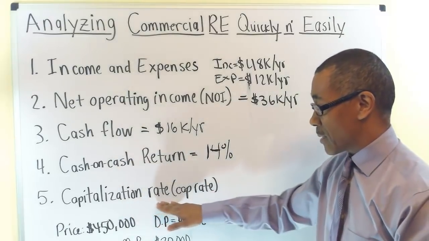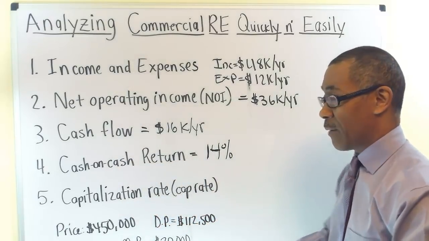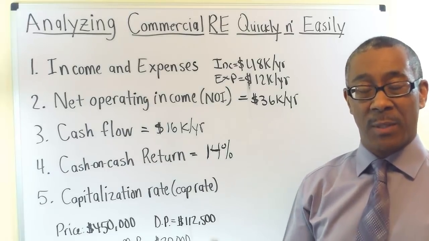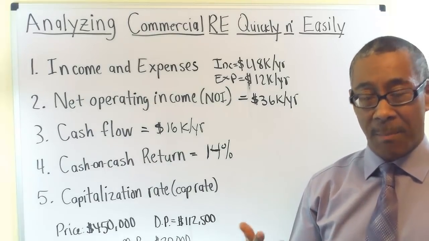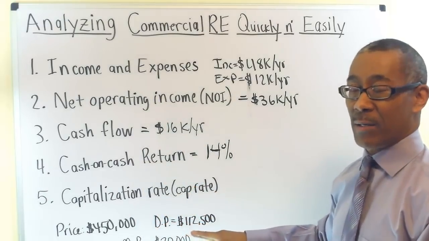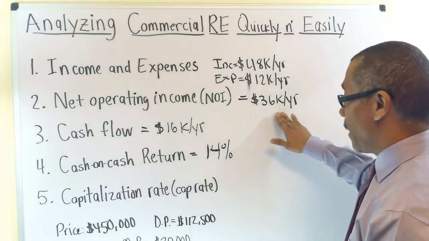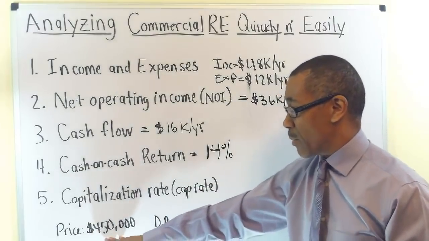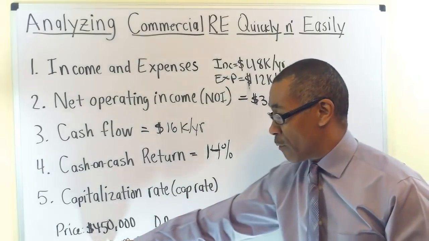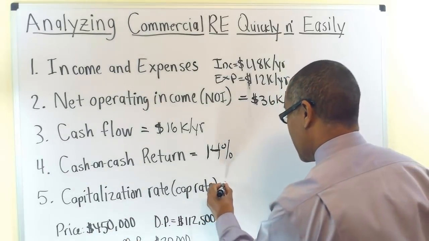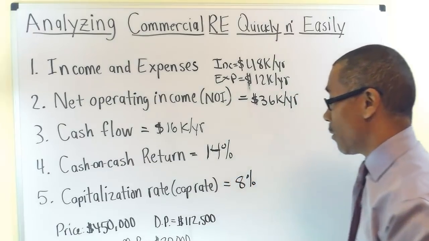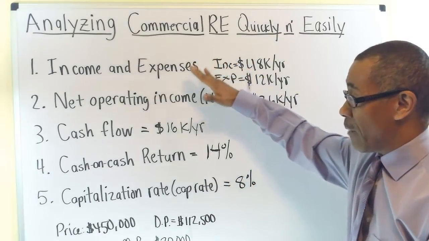Your cap rate next. Your cap rate again is, if you were to pay all cash for your investment, what would that return on investment be? Cap rate, if you recall, is your NOI divided by your sales price. So NOI divided by the sales price. Okay? So if I do 36,000 divided by 450,000, I get 8%. All right? Okay, so these 5 now we just discovered.